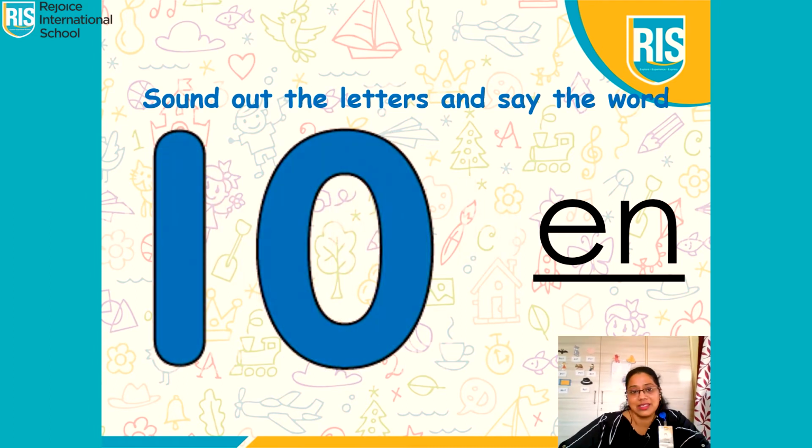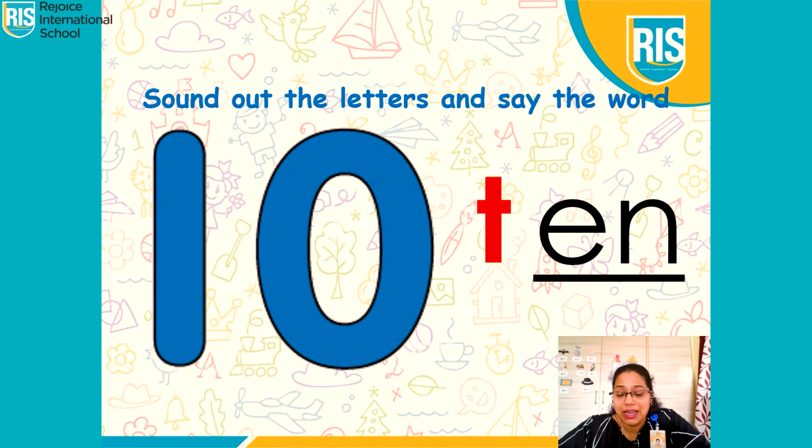Now tell me this. We know this word. We know the spelling. We know this number name. It is T, E, N, ten. Very good. The number 10. All right. Let's move on.